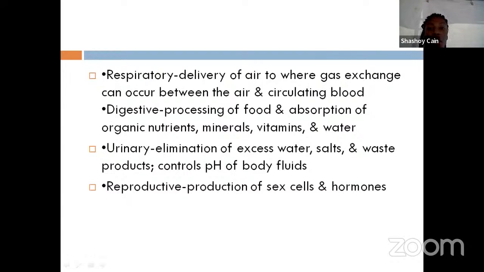Respiratory, which delivers air to where gas exchange can occur between the air and circulating blood. So we know the mouth and so forth, the nose, all of these play a role in the respiratory system. So what about the digestive system? Go ahead. What are some of the organs or components that make up the endocrine? Well, it's mostly in the brain and the glands, because the glands are the ones that secrete hormones. But we have glands in our brain as well.